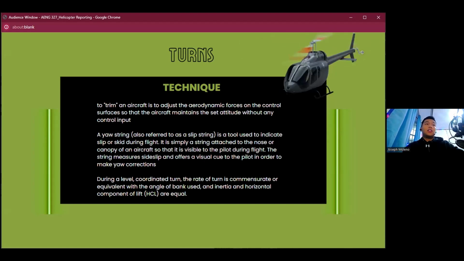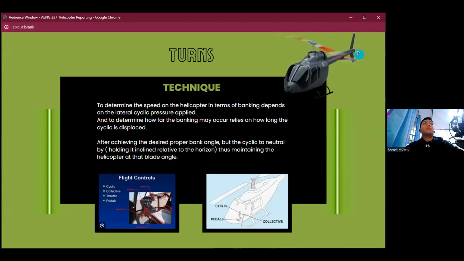the pilot during flight. During a level coordinated turn, the rate of turn is commensurate with the angle of bank used, and inertia and the horizontal component of lift, which is also known as the HCL, should all be equal. Now, determining the speed of the helicopter in terms of banking depends on the lateral cyclic pressure applied, and determining how far the banking may occur relies on how long the cyclic is displaced.